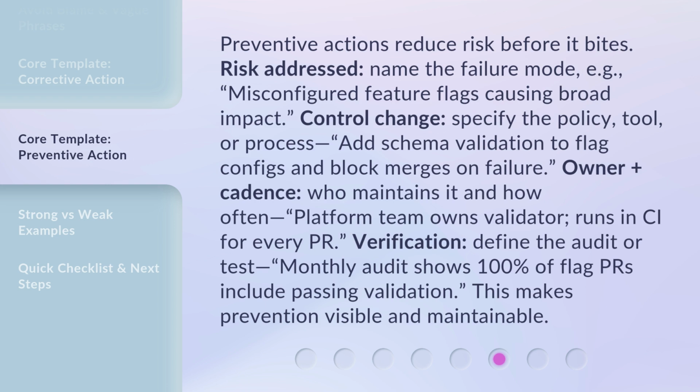Owner plus cadence: who maintains it and how often. Platform team owns validator, runs in CI for every PR. Verification: define the audit or test. Monthly audit shows 100% of flag PRs include passing validation. This makes prevention visible and maintainable.